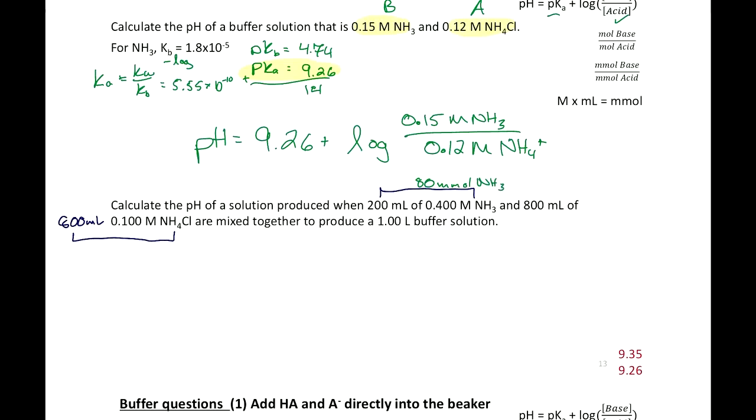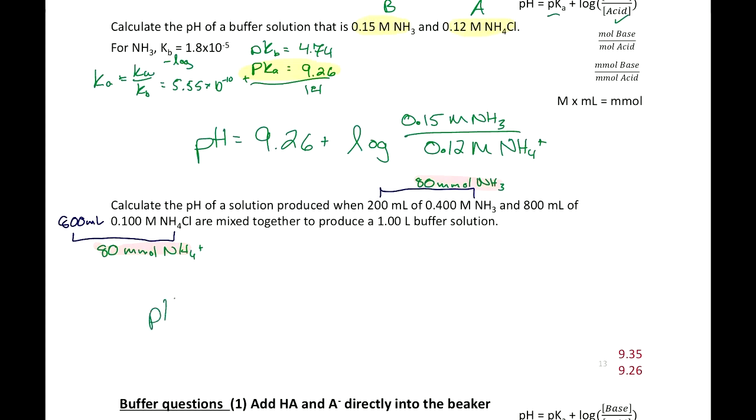And again, you don't have to convert to liters. We can just stay in millimoles. And 800 times 0.1, that is 80 millimoles of ammonium. So there we go. Those are the two millimole amounts. That is going to be my base to acid ratio in this example.